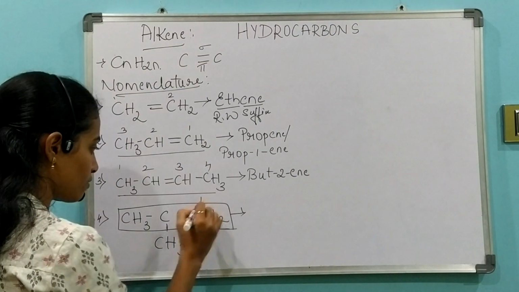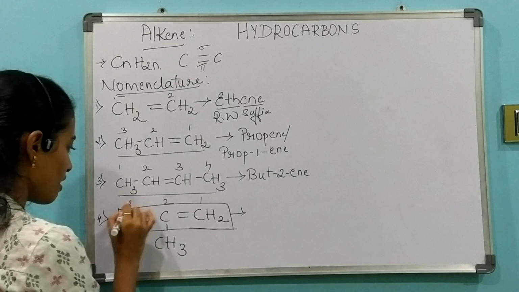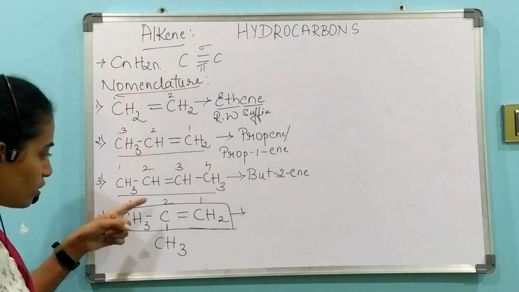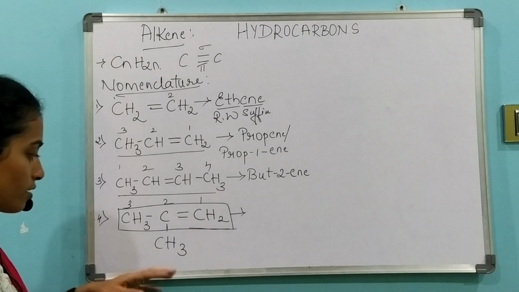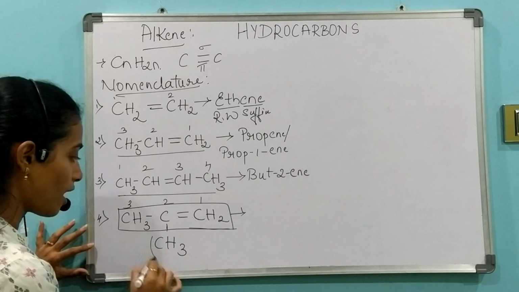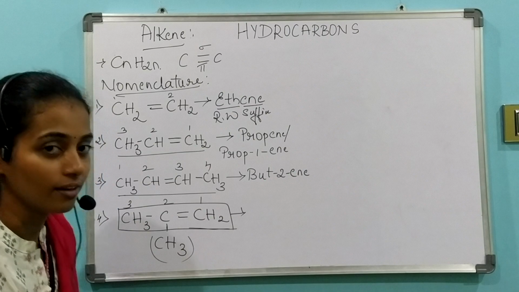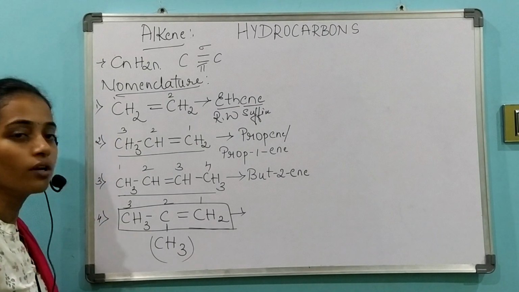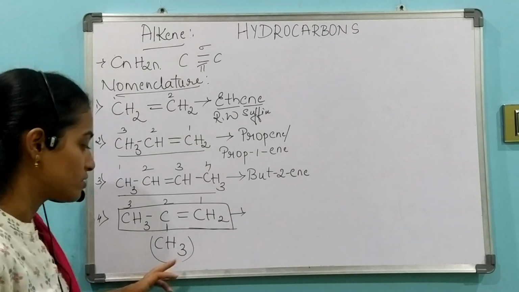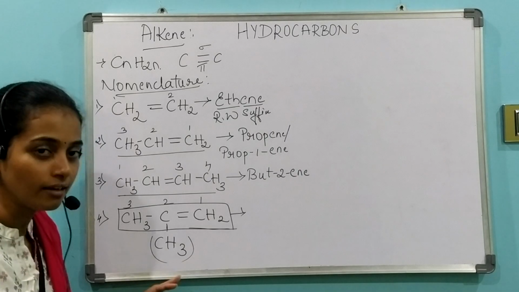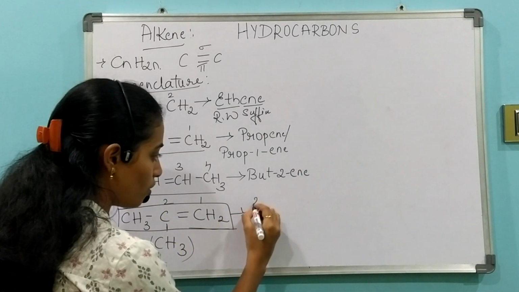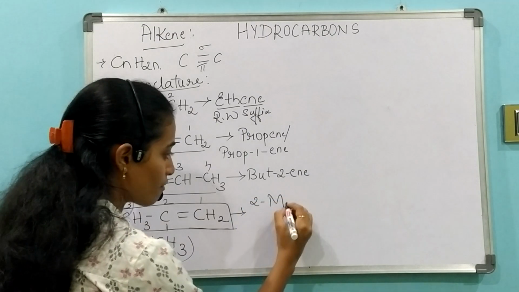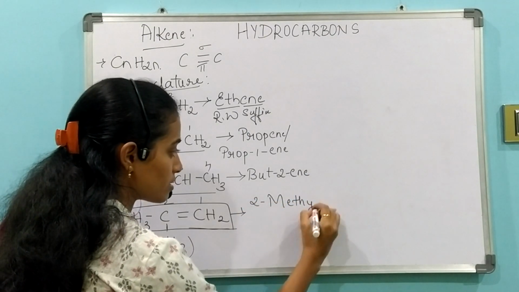Started from the right hand side, carbon 1, 2 and 3. See, on the second carbon you have some substituent present. What is the substituent name here? It is methyl. If you have CH4, it is methane. If you have CH3, it is methyl. So on the second carbon you have methyl. So say it. On the second carbon you have a methyl substituent present.